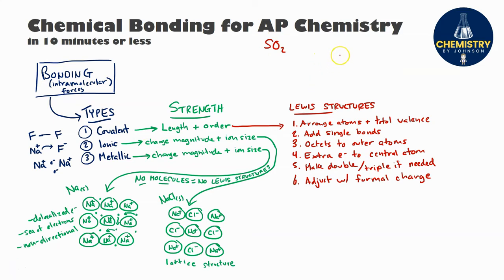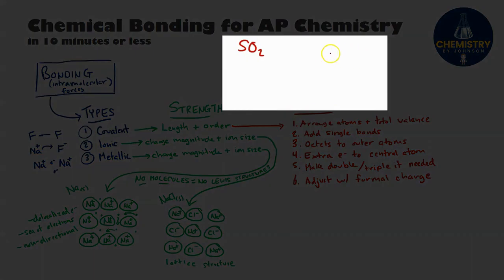So the first thing I'll do is arrange the atoms and count up the total valence electrons. Sulfur atom in the middle, the 2 oxygens symmetrically surrounding. The total valence electron count here is 18. Next, I'll start by putting in single bonds to attach each atom. Each of those single bonds has 2 electrons in it, so the 18 I started with is now down to a total of 14. Next, we'll give octets to the outside atoms first.